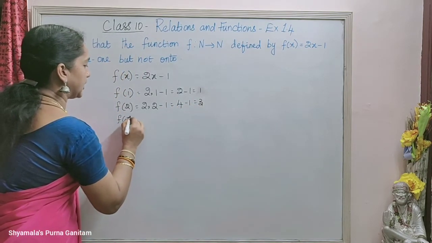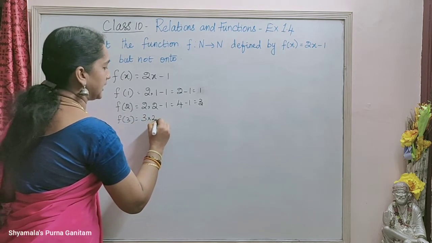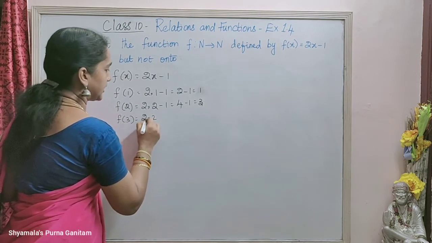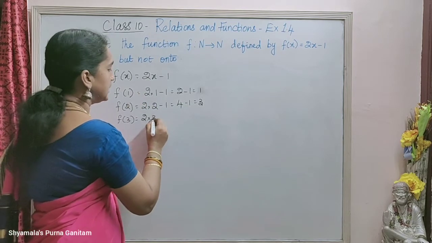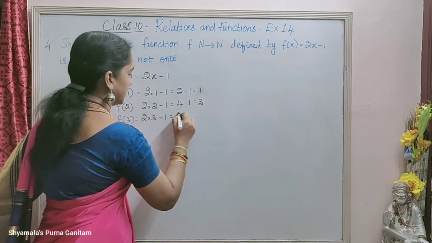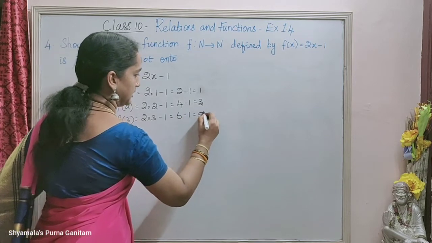Then f of 3 is equal to 2 into 3. So 2 is constant here. Only x should change. So x we have taken as 3. So 2 into 3 minus 1. So this is 6 minus 1, that is 5.